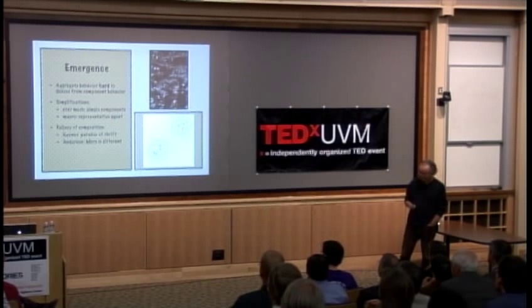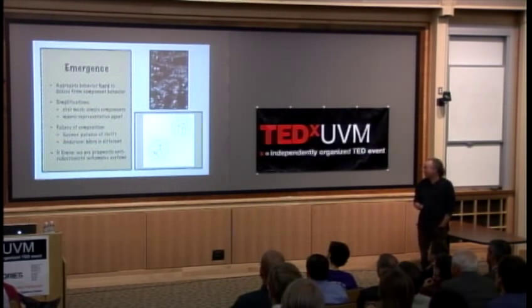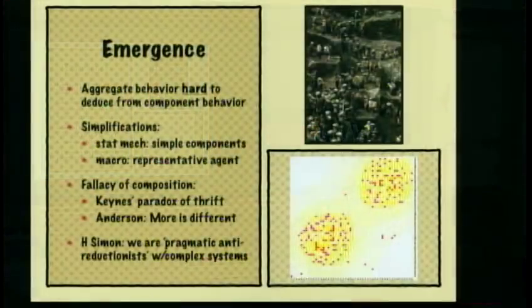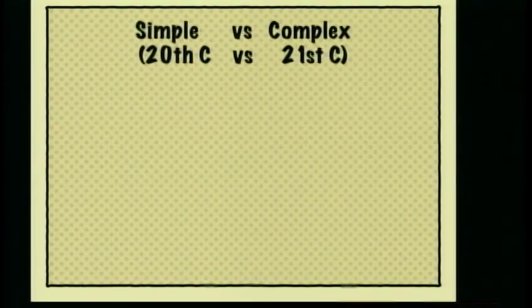Another way to say this is the physics way: more is different. And Herb Simon basically said, look, we're all reductionists in some sense. We all learn science. We all try to break the thing into its pieces and go from there. But in fact, pragmatically, we're anti-reductionists. We know we can't solve this problem easily, so we, in fact, have to do other things. What are some other things we do?